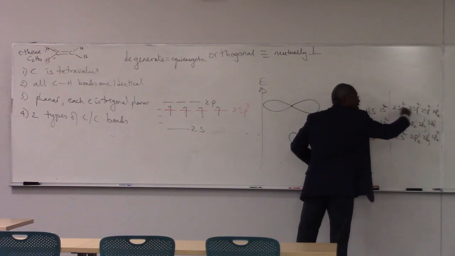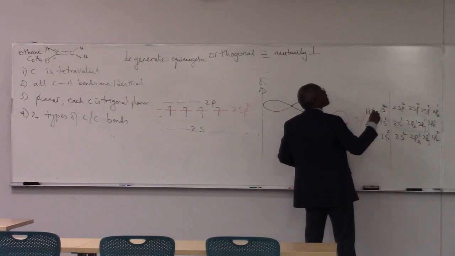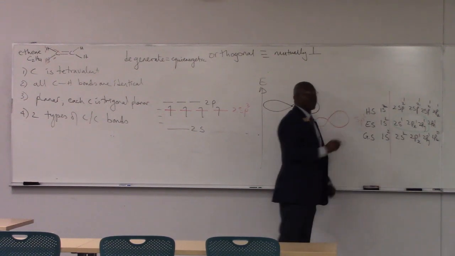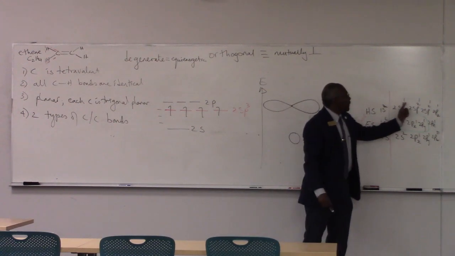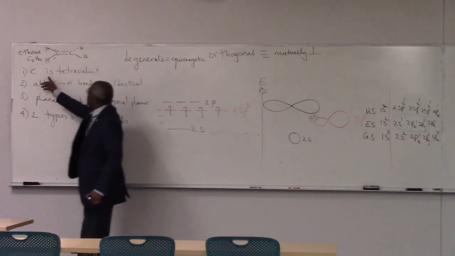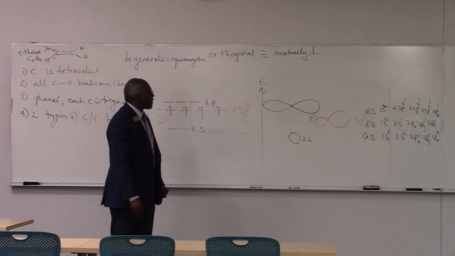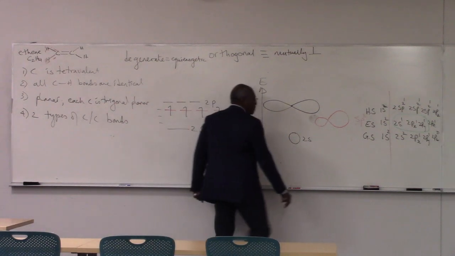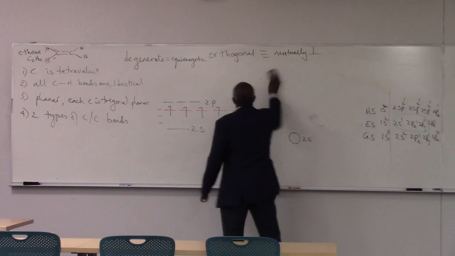These are degenerate. So according to Hund's rule, they'll go 1, 1, 1 with the same spin. 4 unpaired electrons. Tetravalent. Okay. How does that account for the rest of it? Well, I'm going to erase this and come back to it later. How does it account for the rest of it?